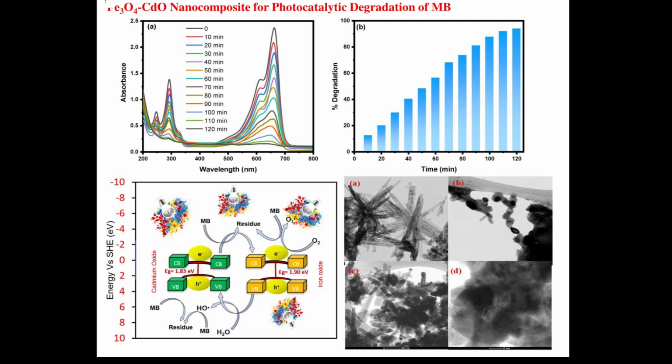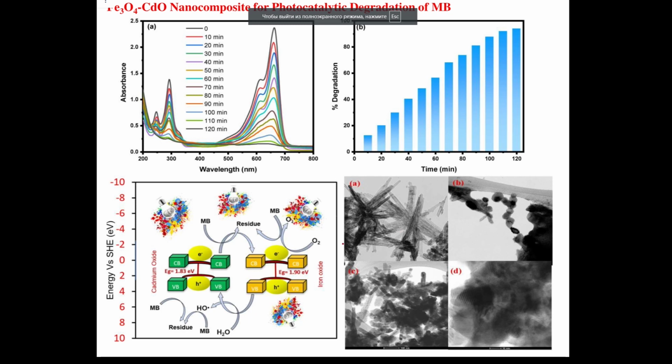In another case, we used Fe3O4-CdO nanocomposite for photocatalytic degradation of methylene blue. In this case also, we observed the band gap for the pure Fe3O4 was 1.9 electron volts. For cadmium oxide it was 1.82. A slight decrease, a narrowing in the band gap was observed after the heterojunction was created between these two oxides. We used combined co-precipitation with the combustion method, so both co-precipitation and the combustion method were used for creation of these materials.